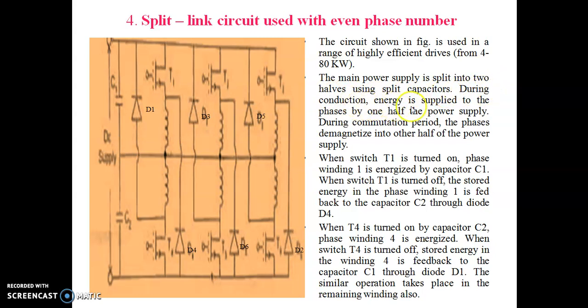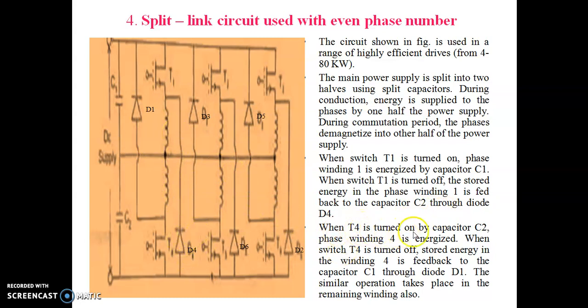During conduction, energy is supplied to the phases by one half of the power supply. So during the commutation period, the phases demagnetize into the other half of the power supply. So when the switch T1 is turned on, the phase winding 1 is energized by the capacitor C1. When the switch T1 is turned off, the stored energy in the phase winding 1 is fed back to the capacitor C2 through the diode D4.